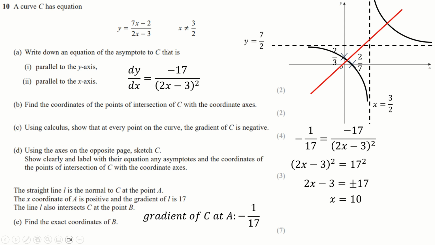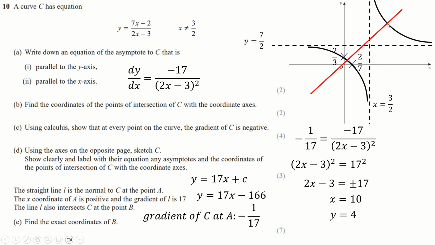If you have x is 10, you can shove that into here to find 68 over 17, which I think is 5. Sorry, it's 4. So this coordinate here is (10, 4). Now, that's helpful because it allows us to find the equation of the line, because we have the gradient is 17, and we now know it goes through this point here. So I can just put in x is 10 and y is 4 into there, and you get c is minus 166. So that's the equation of this line.